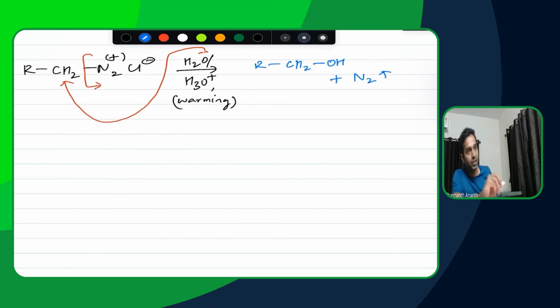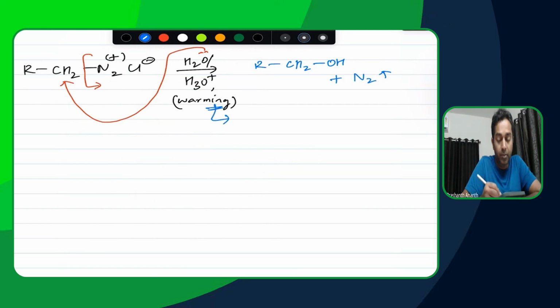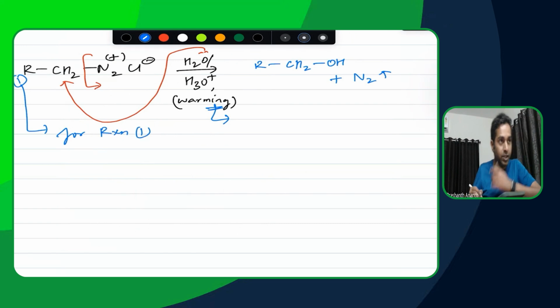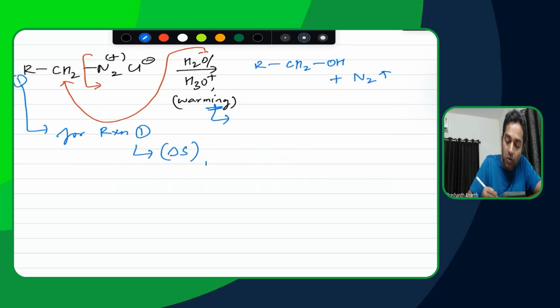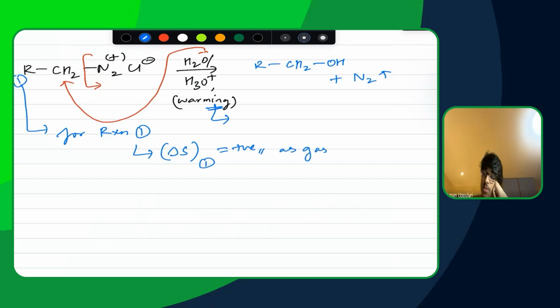So this reaction will be something where warming helps. Why is this helpful here? Because for the overall reaction, let's call this some random reaction X, or rather, let's call it reaction 1. For reaction number 1, delta S of reaction 1 is positive. Why? As gas escapes. Delta Ng is positive.